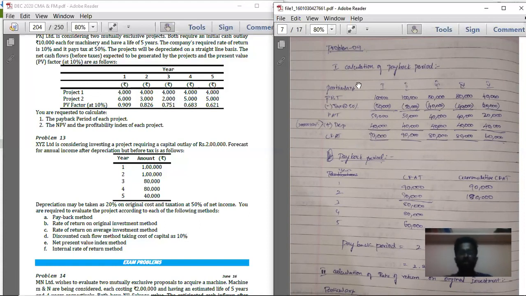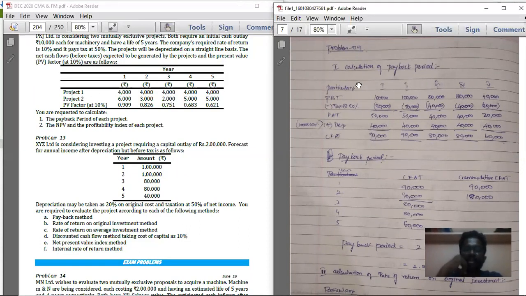So for statement number 1, calculation of payback period, draw a 6 columnar table. First column particulars, second column option 1, that is first year, third column second year, third year, fourth year and fifth year.